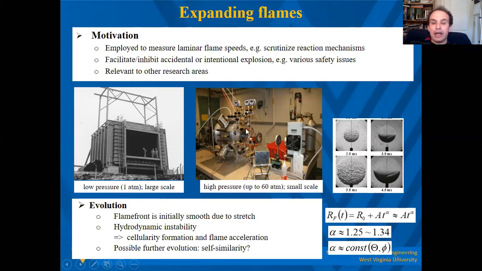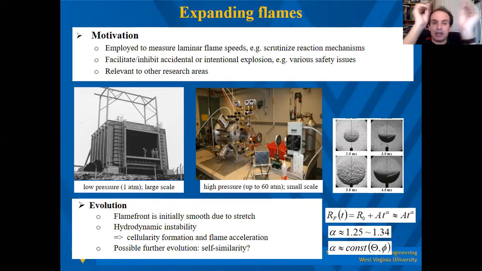Because here and here we have exactly the same Darrieus-Landau scale. Here you have high pressure. It's 60 atmospheres. What does it mean that you have high pressure? It means that you reduce the mean free path, right? It means that you have close interaction between particles.